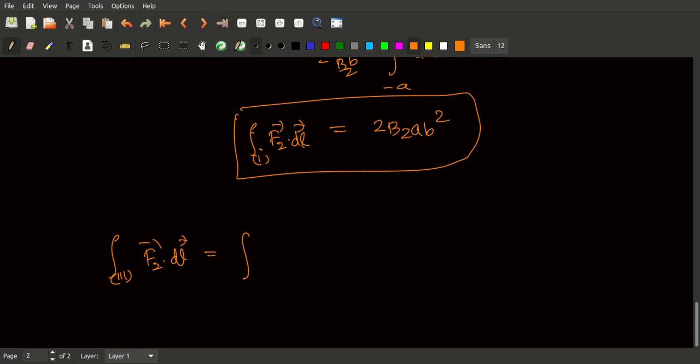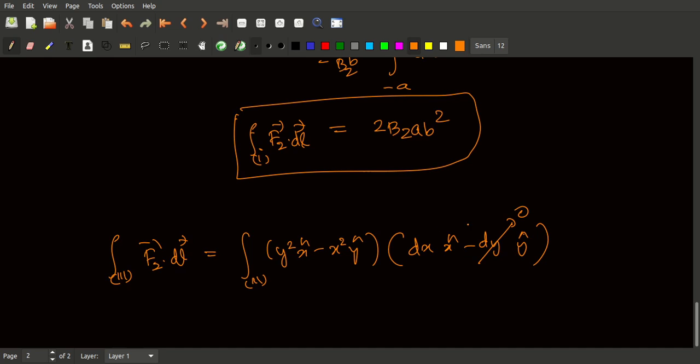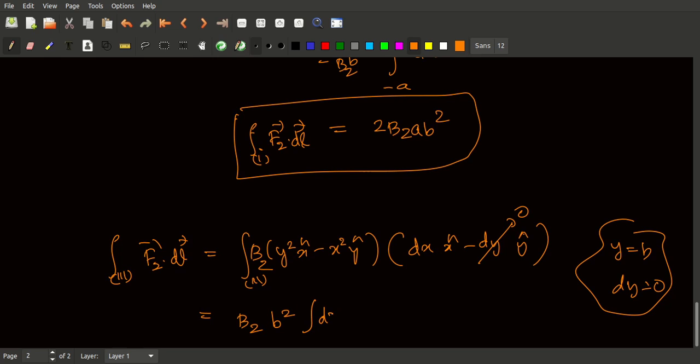If I take it, this is equal to y square x cap minus x square y cap into dx x cap minus dy y cap. Okay, you see y is this part again 0, right? And therefore only the x component part will be remaining, so that is into b2. So that is b2 into, and y is equal to b and dy equal to 0. That's the reason why this part is vanishing. So now b2 will become b square. From now, look at here, only the x component part is remaining, so this is simply integral of dx, right?